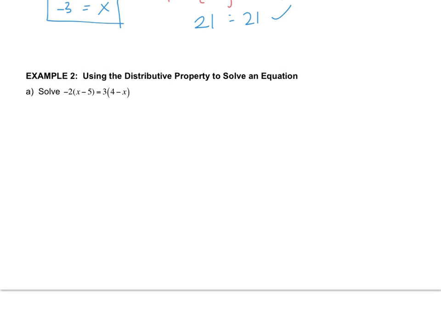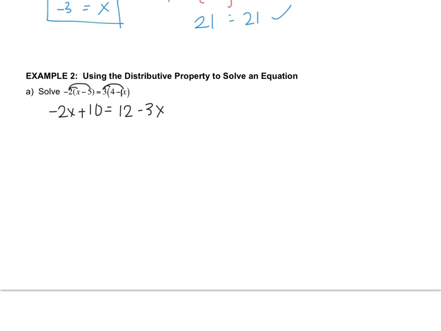All right, here we go with our next example, and we have the distributive property. What I'd like you to do right now is see if you remember the distributive property. Negative 2 times x and negative 2 times 5, so that gives me negative 2x. And then a negative times a negative is a positive, so this ends up being plus 10. And now I have distributive on the right. 3 times 4 is 12. And 3 times negative 1x is negative 3x. So hopefully you were able to do that correctly.